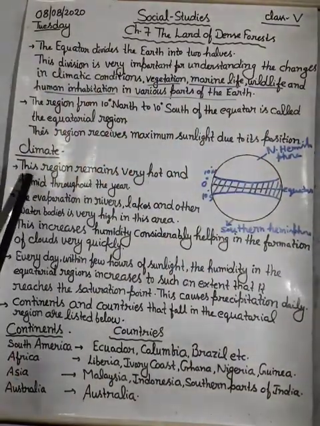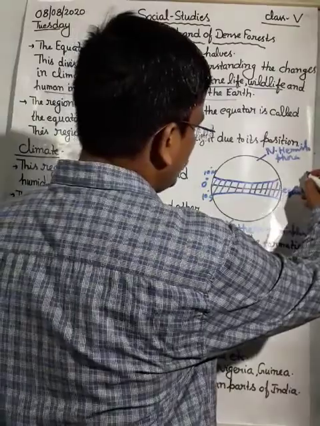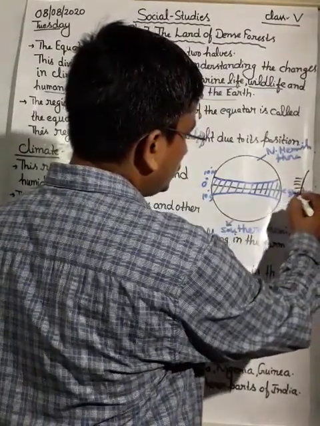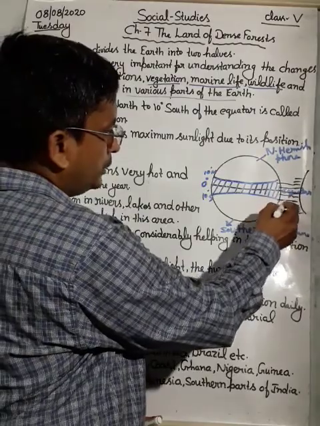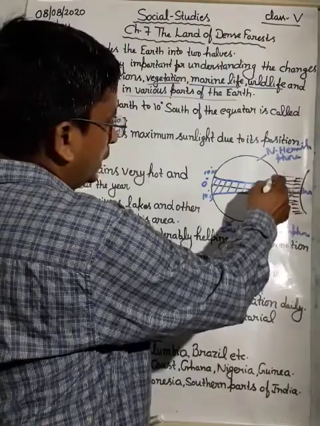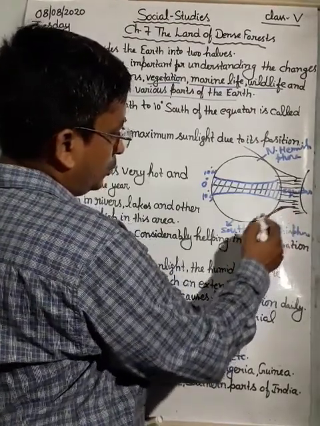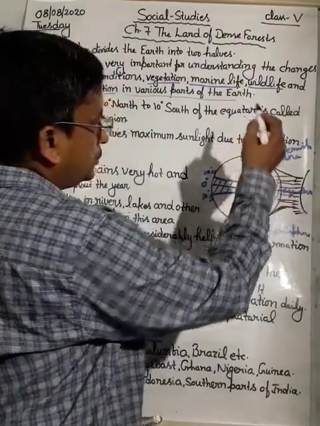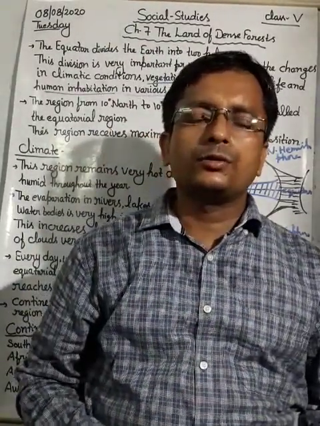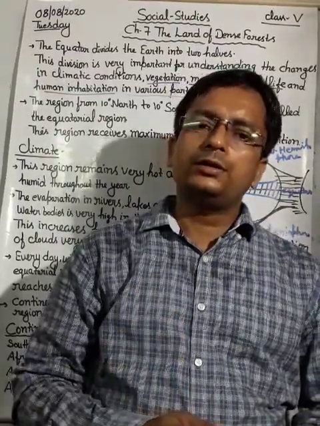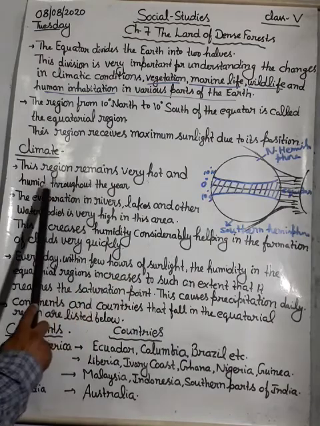Keep in mind, this region remains very hot. Dear student, why does this region remain very hot? Suppose this is the sunlight, and this portion gets the direct heat of the sun, while in the other portion the sunlight bounces off. When sunlight falls on this area, the light of the sun bounces, so these regions get very little heat of the sun. That's why these regions are very cool. And this region remains very hot and humid throughout the year.